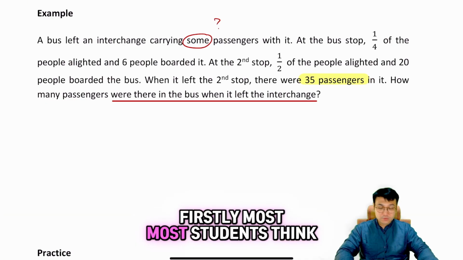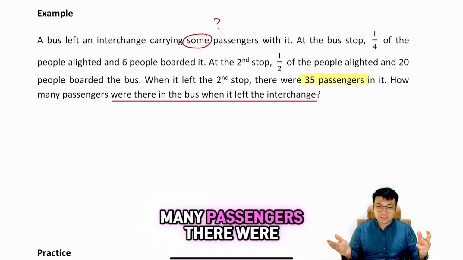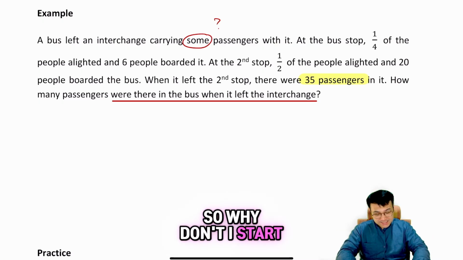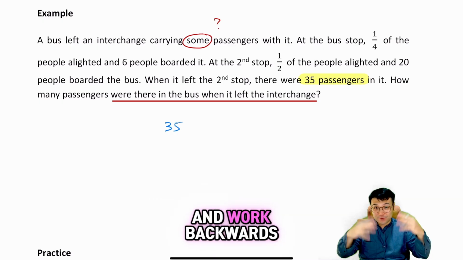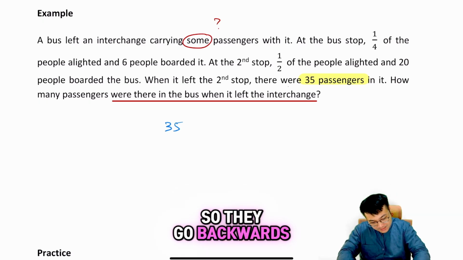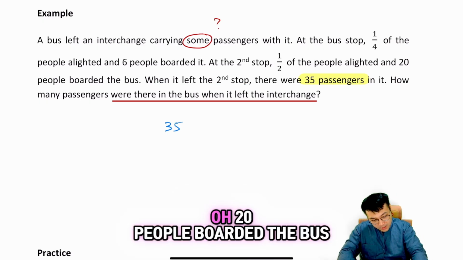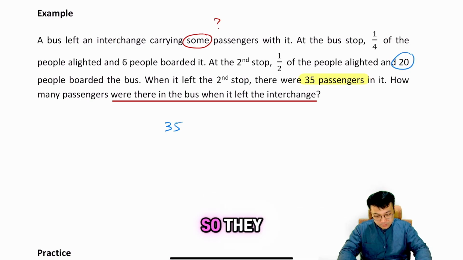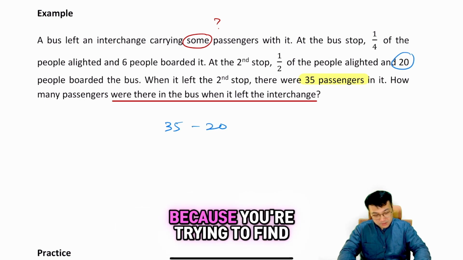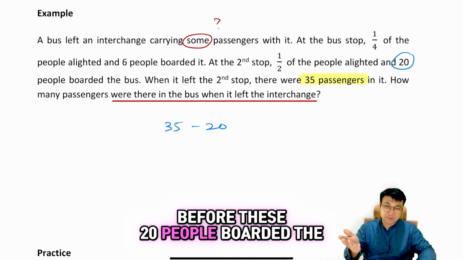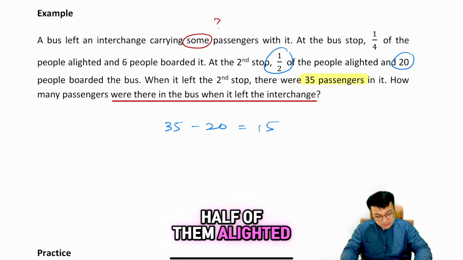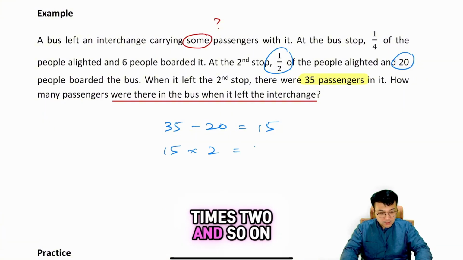Firstly, most students think to themselves, I do not know how many passengers there were to start with, but I do know how many there are at the end. So why don't I start from the number of passengers at the end and work backwards, which also involves reading backwards. So they go backwards along the sentence and say, oh, 20 people boarded the bus. So sometimes they make the mistake of adding 20, but you're supposed to subtract it because you're trying to find how many there were before these 20 people boarded the bus, right? So they say, okay, let's read the question backwards. Half of them alighted, so they're going to take 15 times 2, and so on.